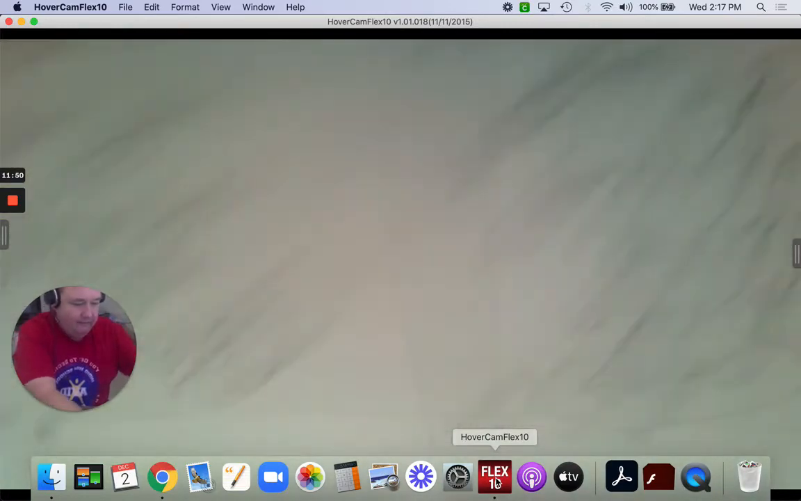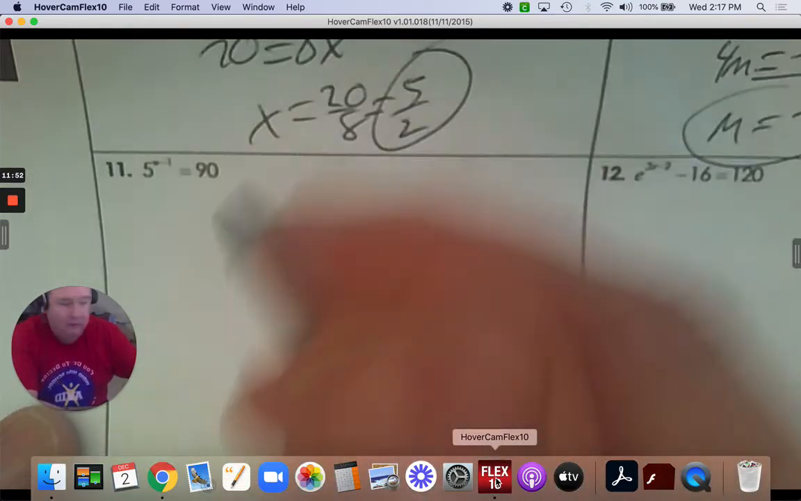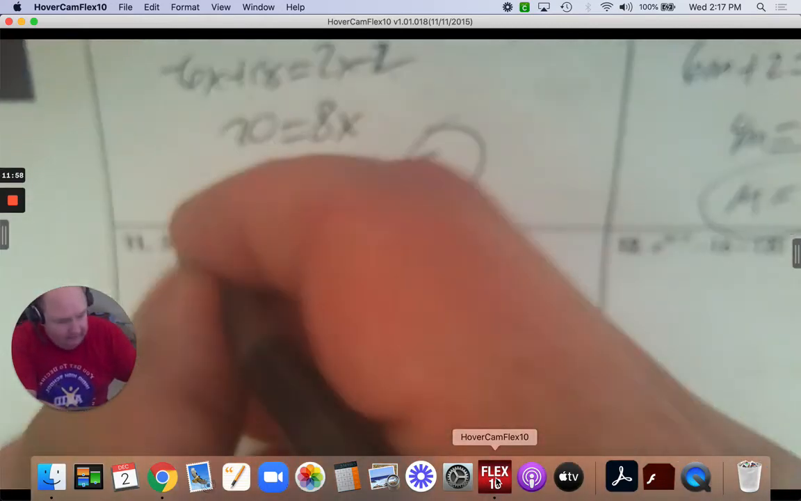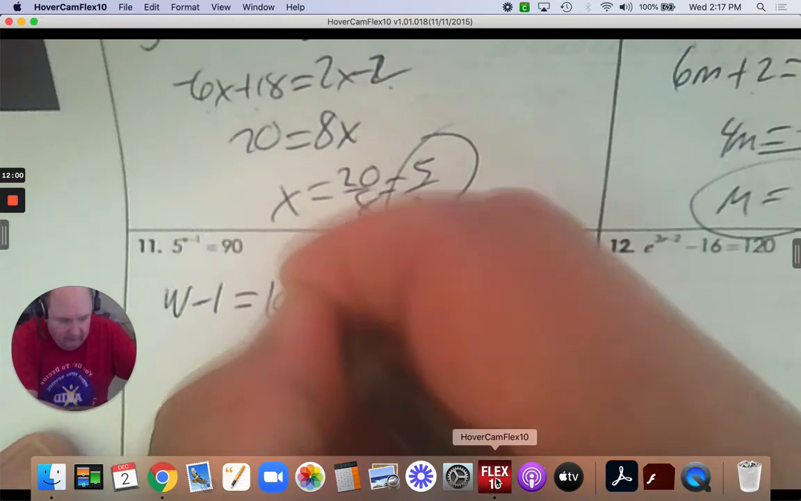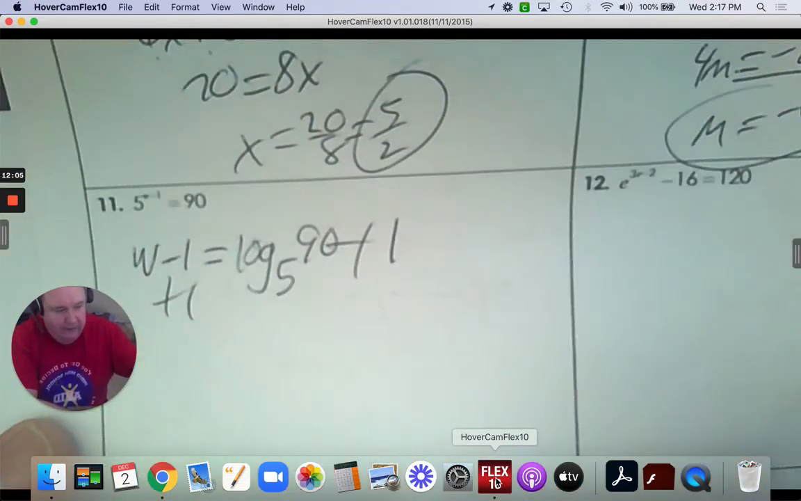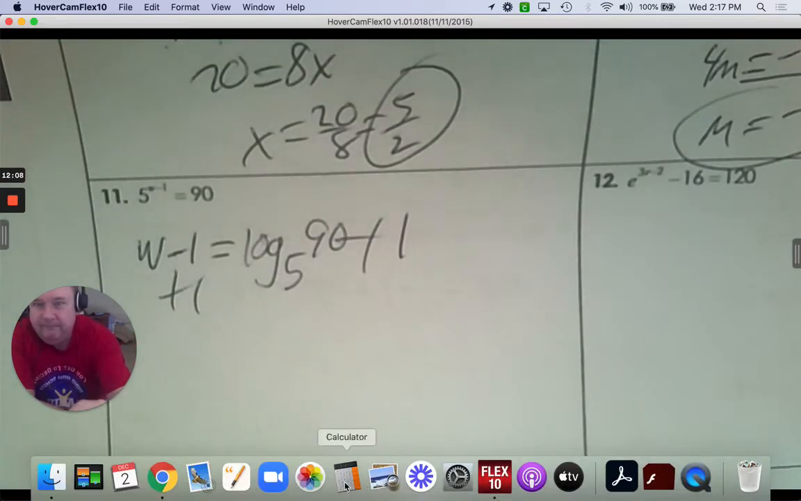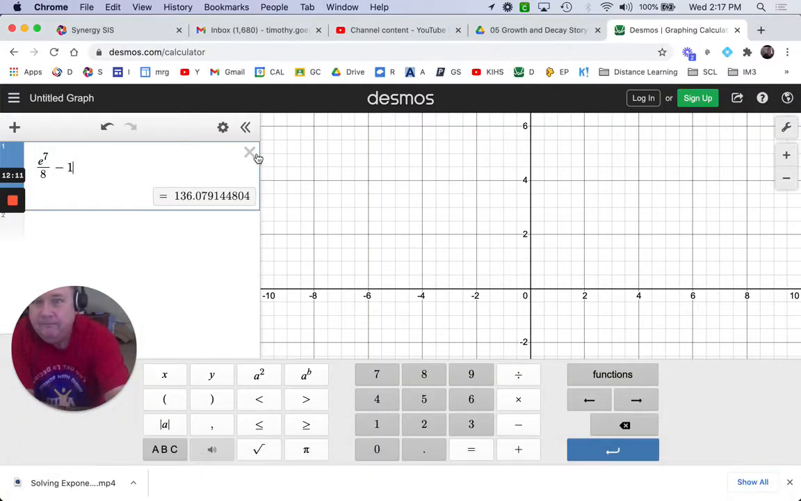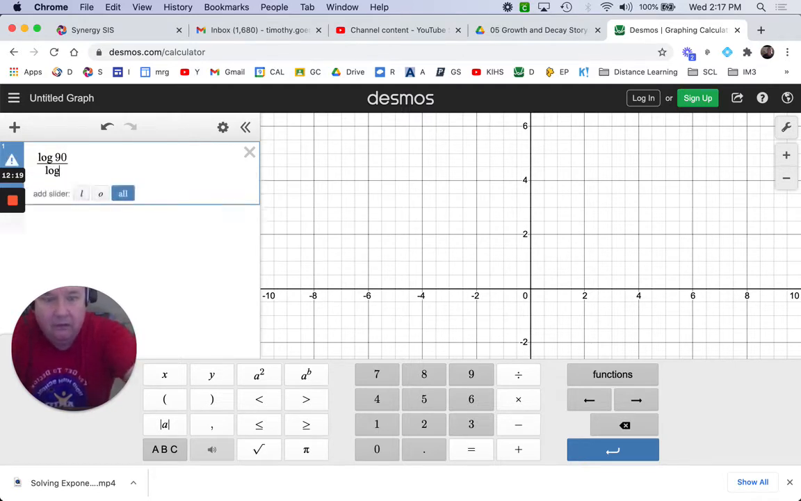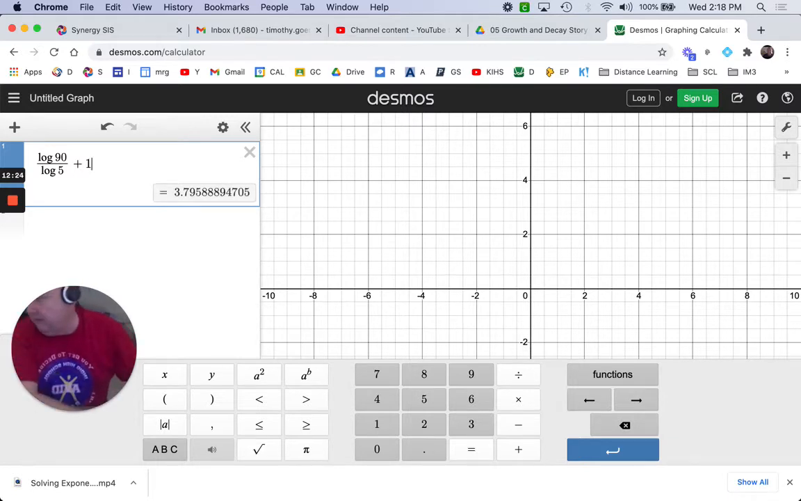All right, number 11. I cannot make common bases. So now what do I do? I have to write them as a logarithm. So take it and write this logarithmically. So that's w subtract 1. And the logarithm has a base of 5 and 90. Add 1 to both sides. And now use your calculator. So I'm just going to type in log 90 divided by log 5. And then add 1. And you get 3.796.